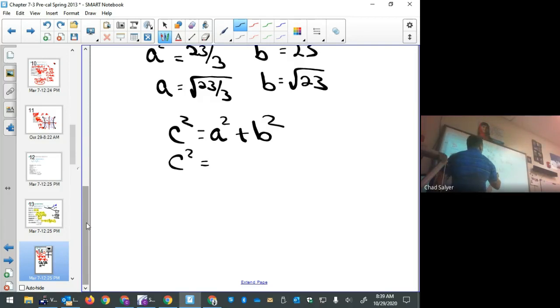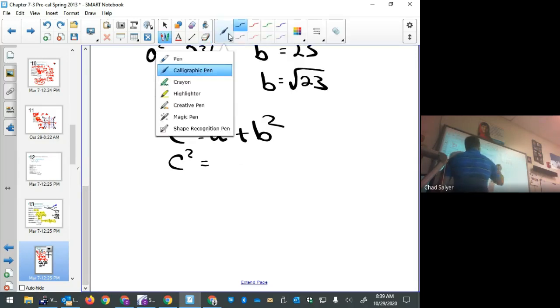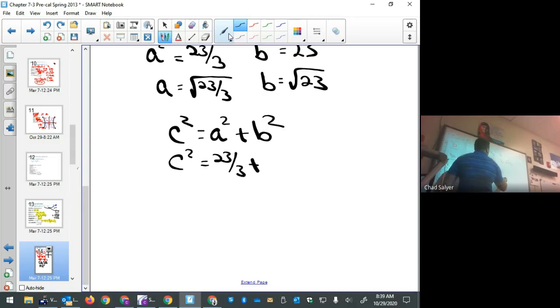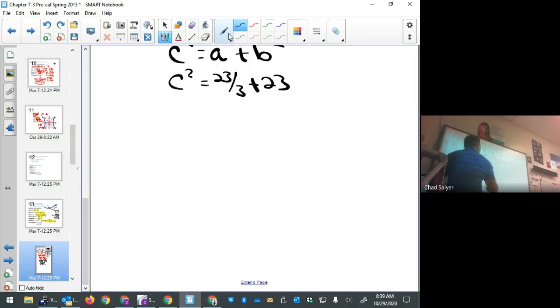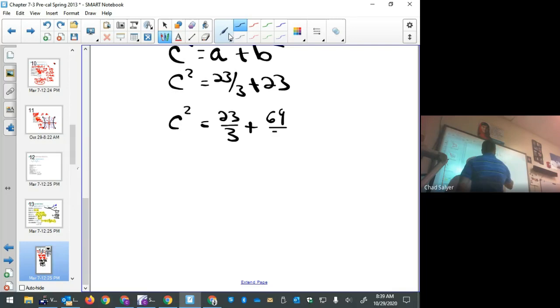So C squared equals 23 over 3 plus 23. So that's an unlike denominator. I need to rewrite that as 23 over 3 plus 23 times 3, which is 69 over 3. Number math teachers avoid, but it makes mischievous kids chuckle. So 23 plus 69, 80 plus 12, 92 over 3.